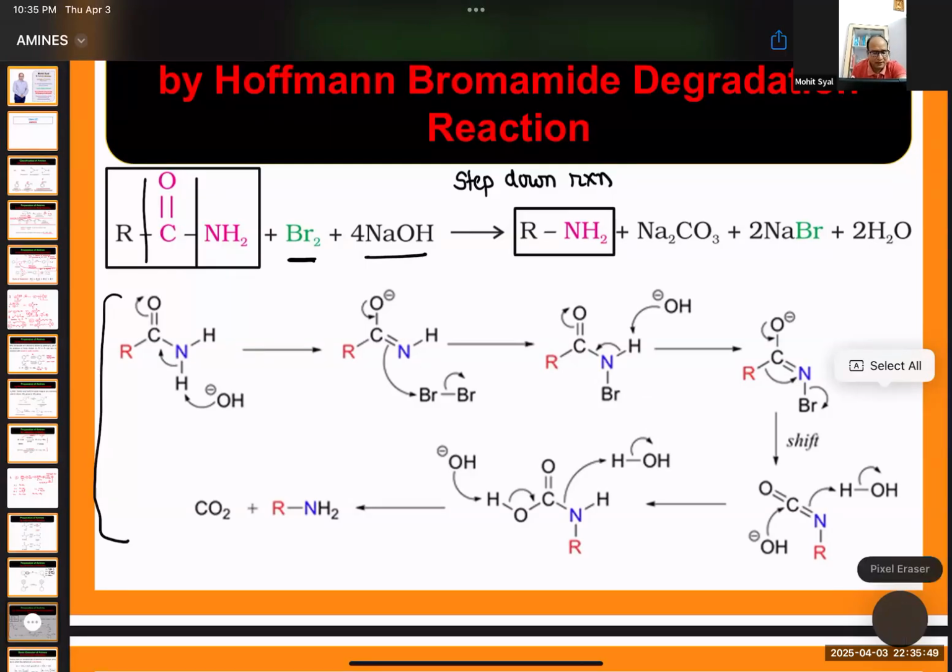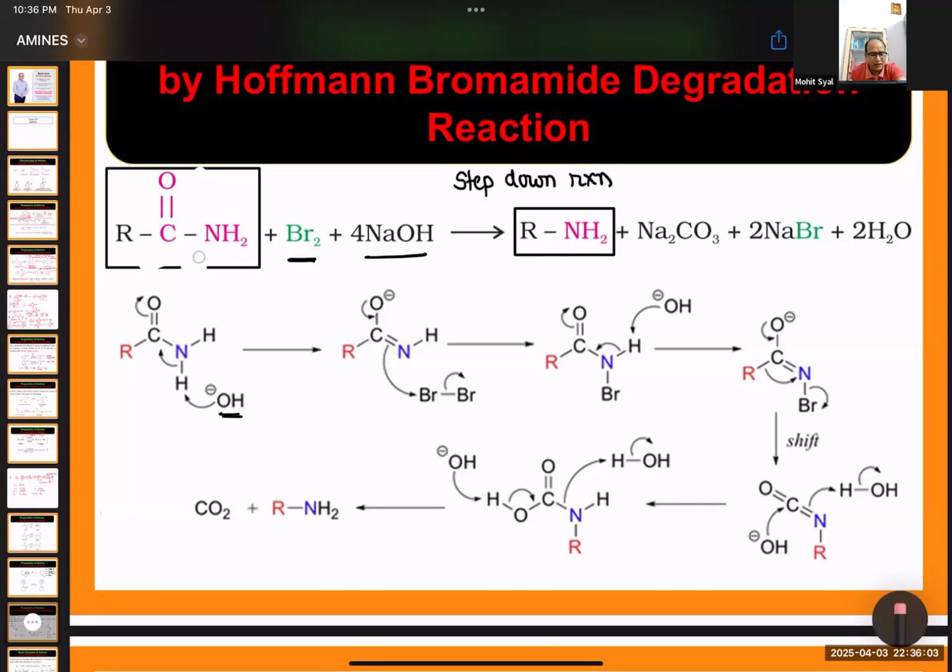How it happens is you take an amide and react it with KOH in the presence of Br2. These hydrogens on the nitrogen are acidic. They will be removed by the OH minus. You will end up with N minus, because that N minus can undergo resonance and form O minus. That N minus can combine itself to the Br.